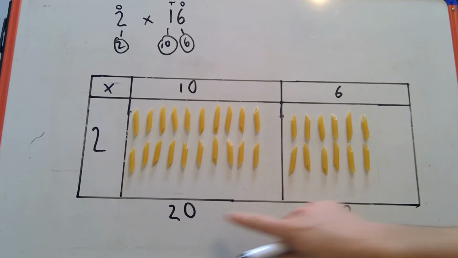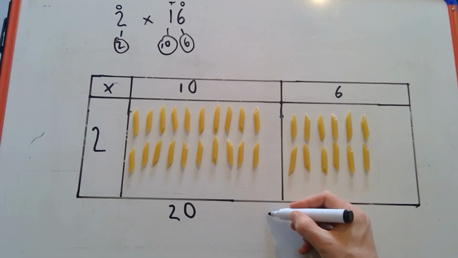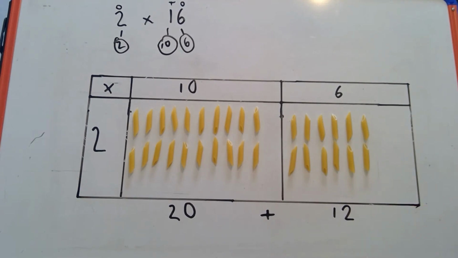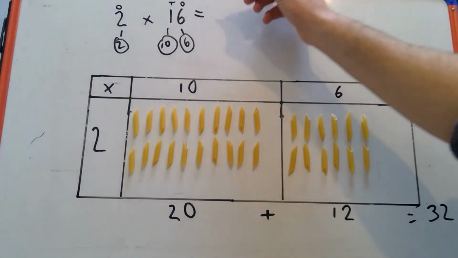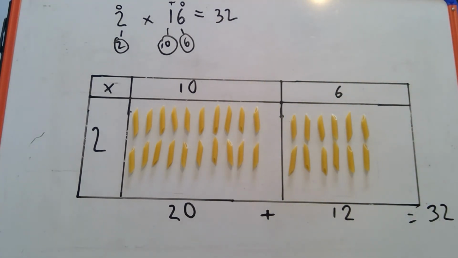Okay, so now we've got a 20 and a 12. And now we need to add them together. So 20 add 12. We should be able to do that as well. 20 add 12 is 32. Okay, and then we can just finish it off by doing 32 up at the top. So that's how we can solve arrays or use arrays to solve problems.